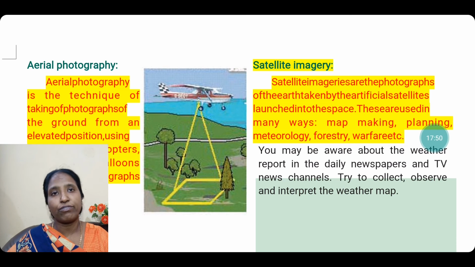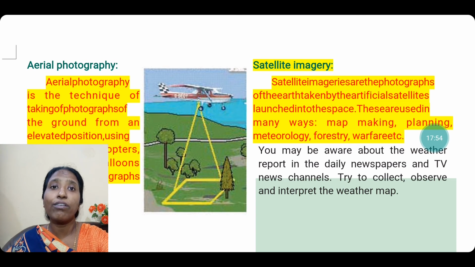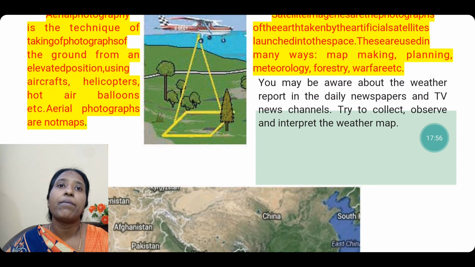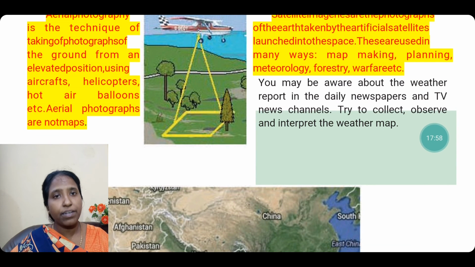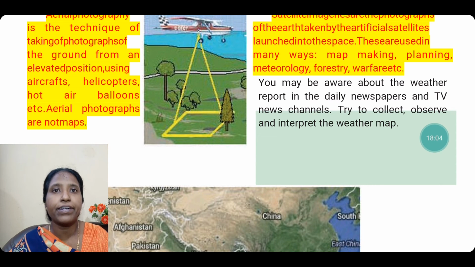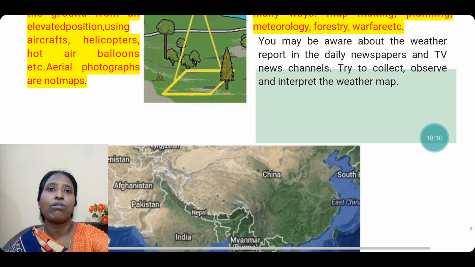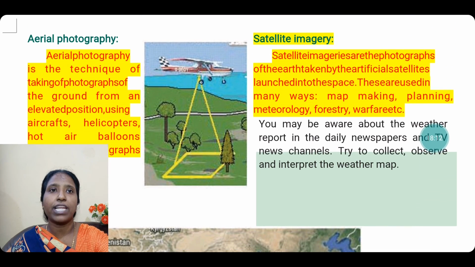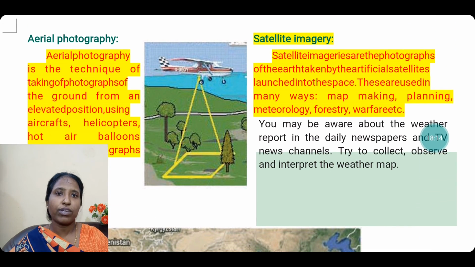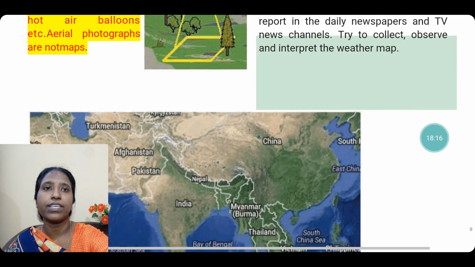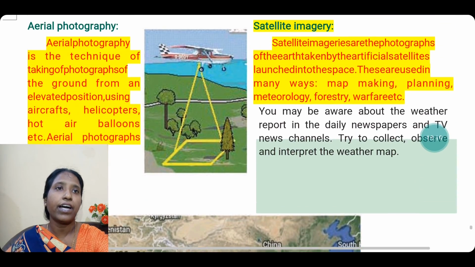Okay, aerial photography. Aerial photography is a technique of taking photographs of the ground from an elevated position. Elevated position means maybe from a hill, a mountain, a tall building or a tower, using aircraft, helicopters, hot air balloons. Aerial photographs are not maps, they are photographs. You take a photo, okay, and from there you can see whatever is there exactly on the land.